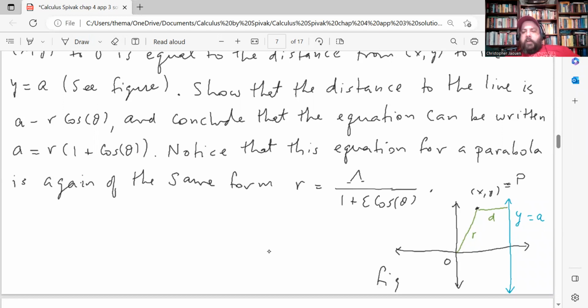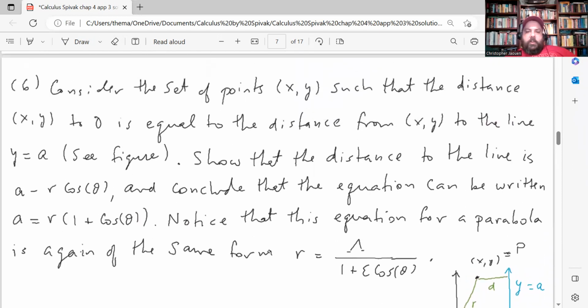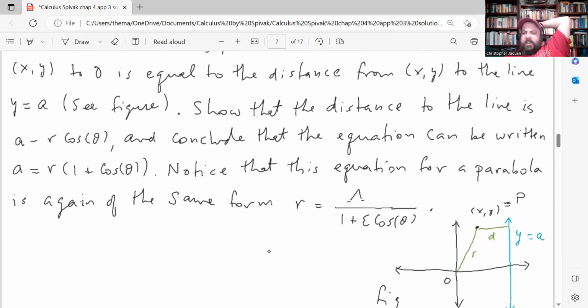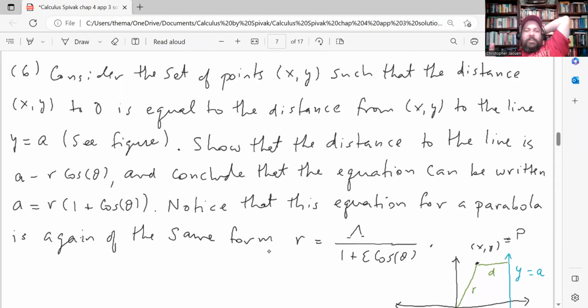You have a line y equals a, and if you look at a point that lies on the curve that we're looking at here, which we're assuming is a parabola, in other words, we want to show that if we assume that the distance r is equal to the distance d that I have drawn in the picture here, then we get a parabola. Sorry, did I say hyperbola? We get a parabola. Sorry, I'm losing my point here. Let me go back to the question.